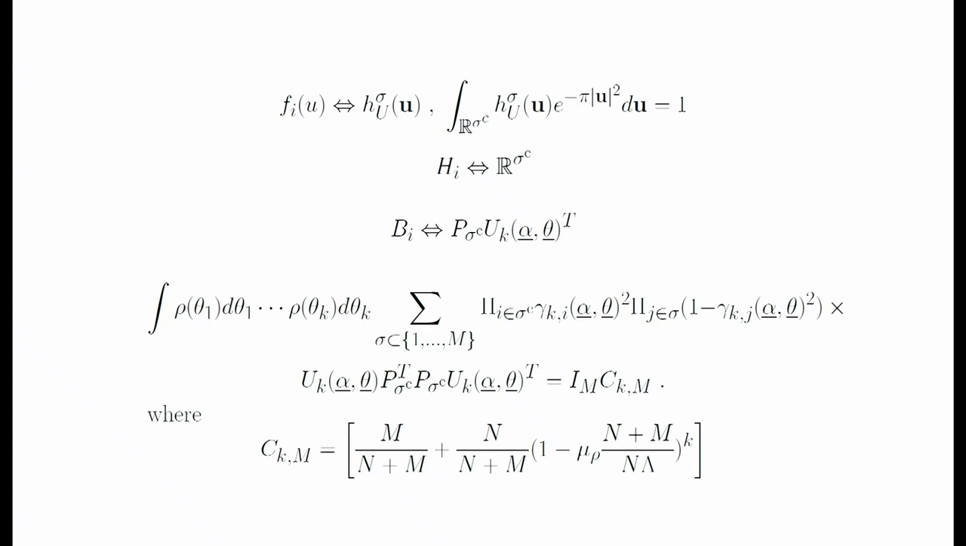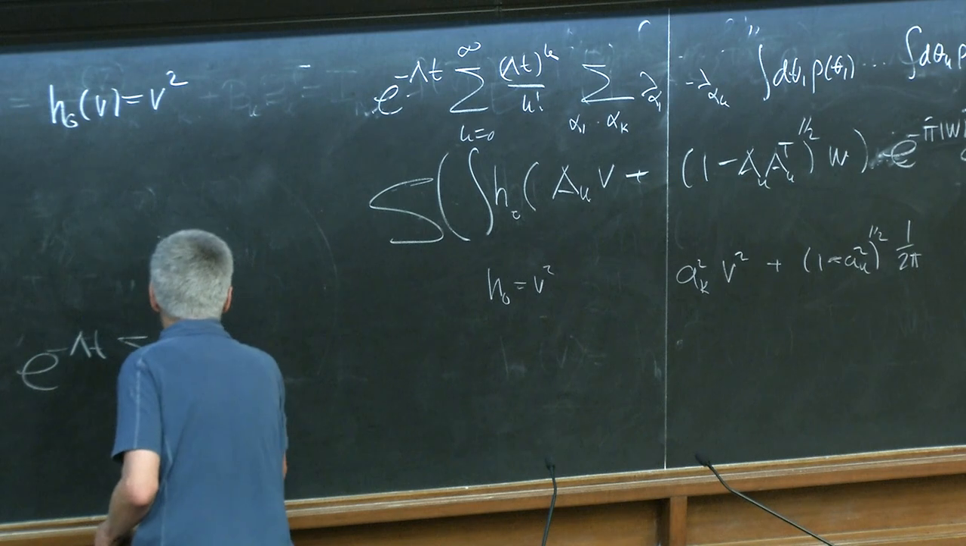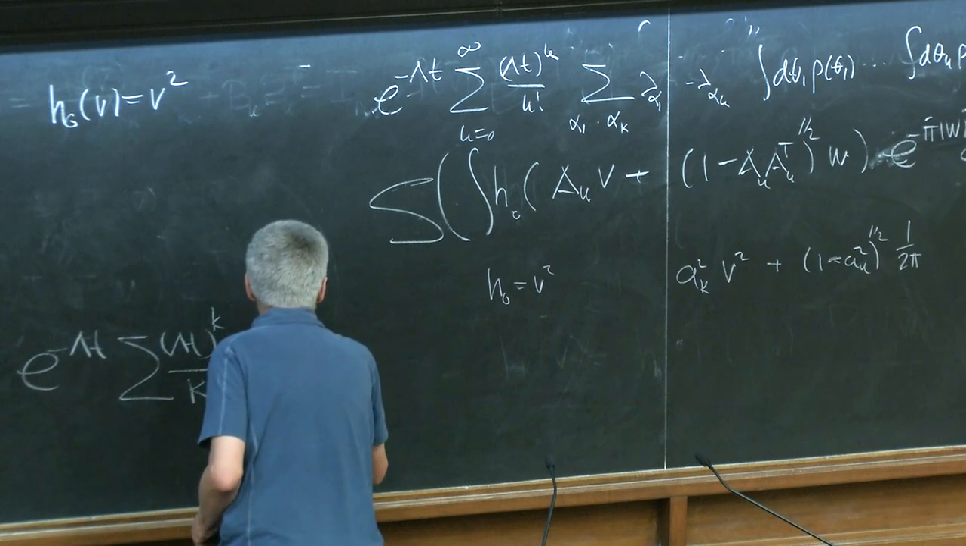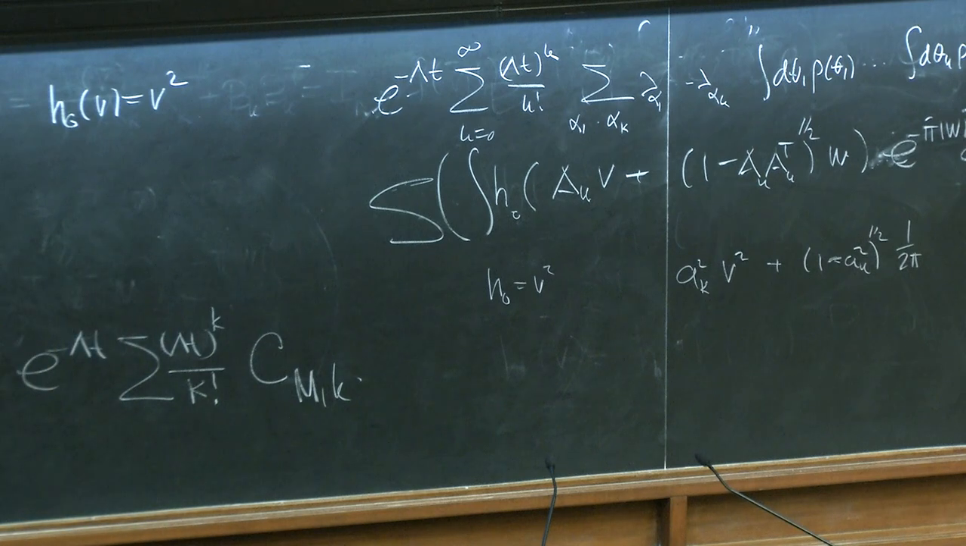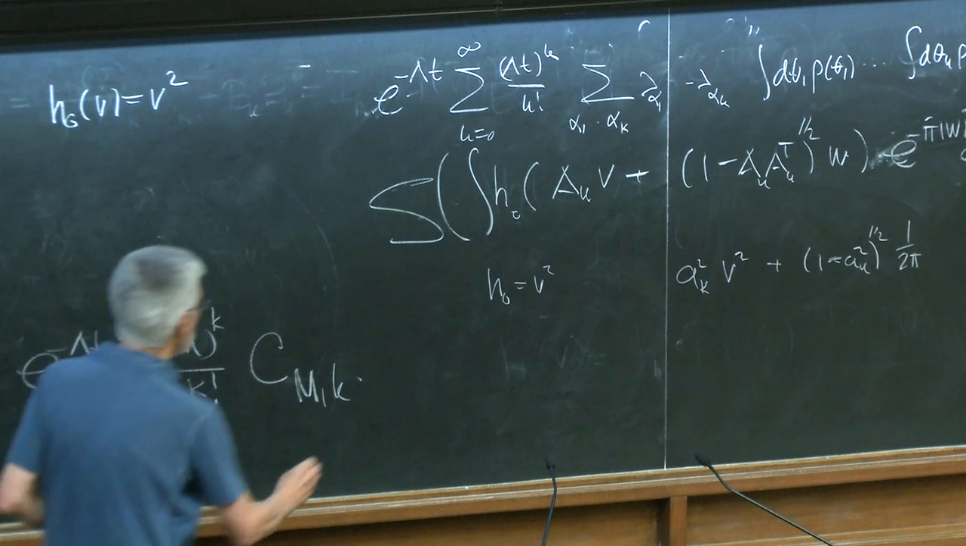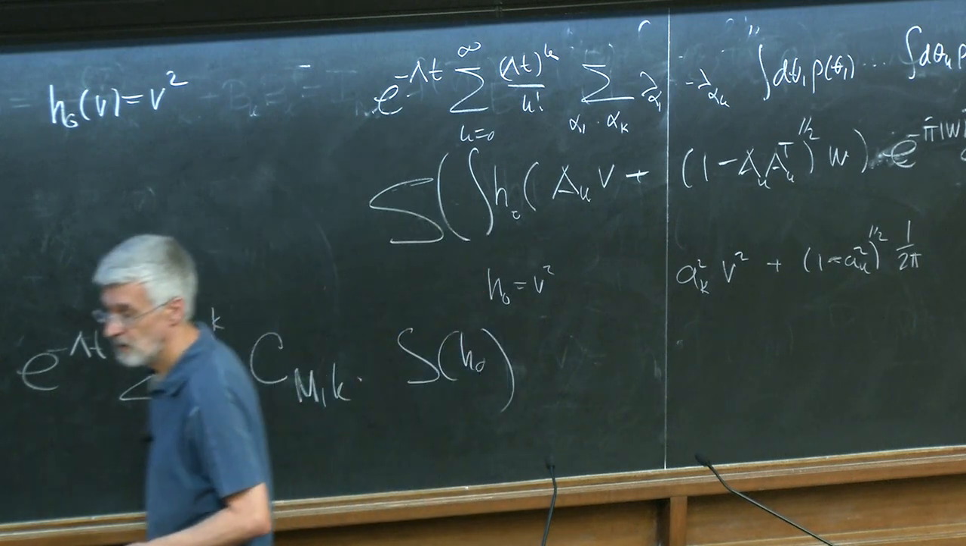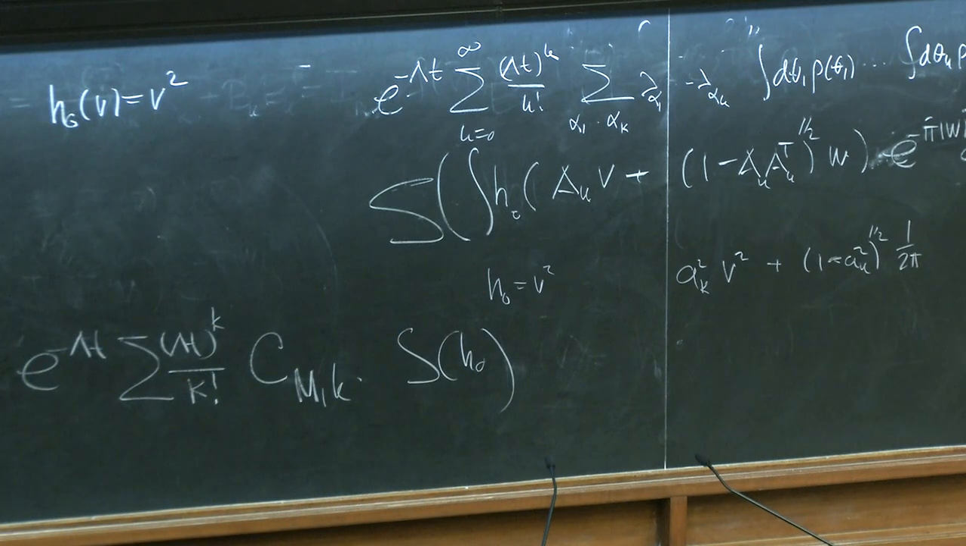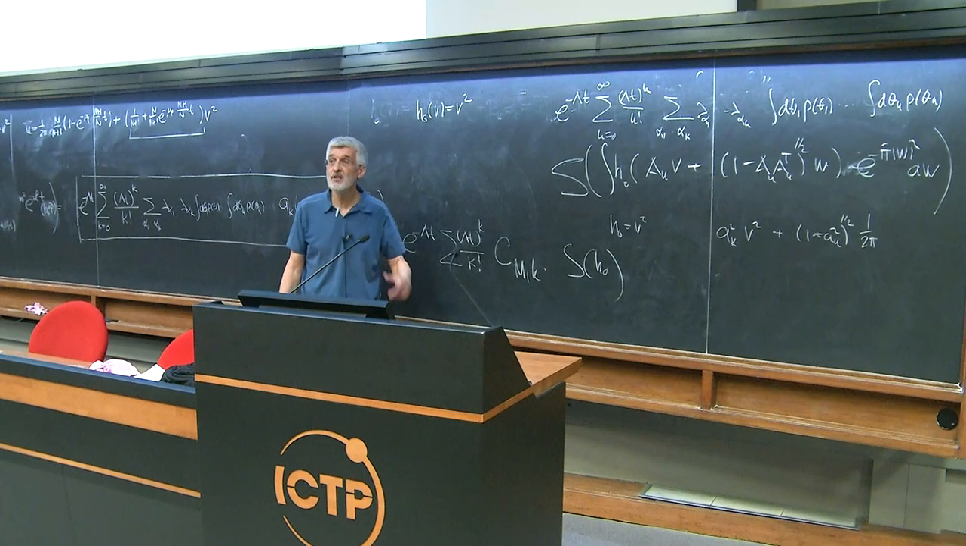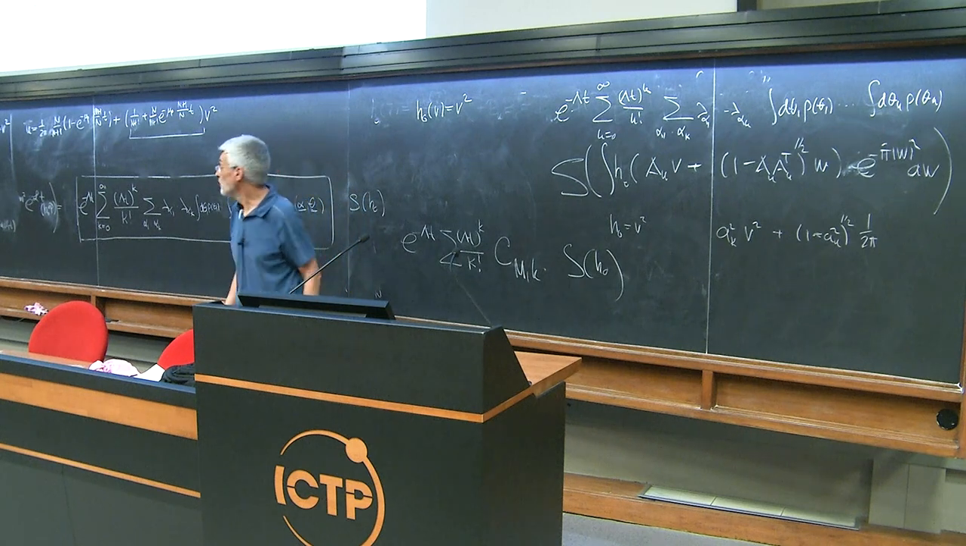This means that in this huge mess here, when you put here the entropy, you can replace this whole sum by e to the minus lambda t, sum of (lambda t) to the k over k factorial, and then you have the C_km. That's what your estimate is, times the entropy of your initial condition. Well, every child knows since kindergarten how to do this, and this gives you precisely the theorem which I told you, right?